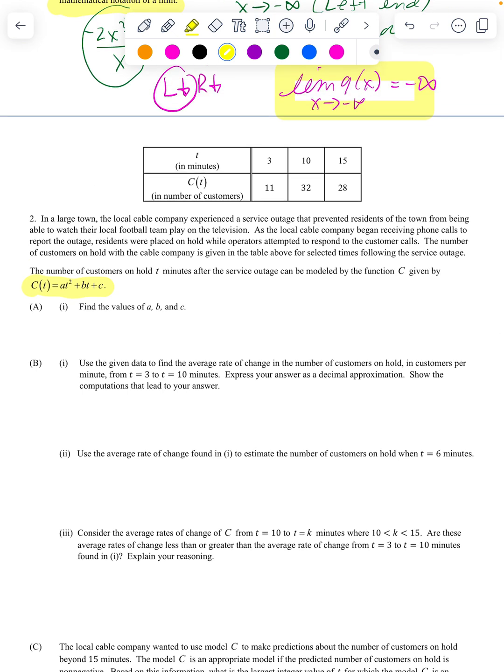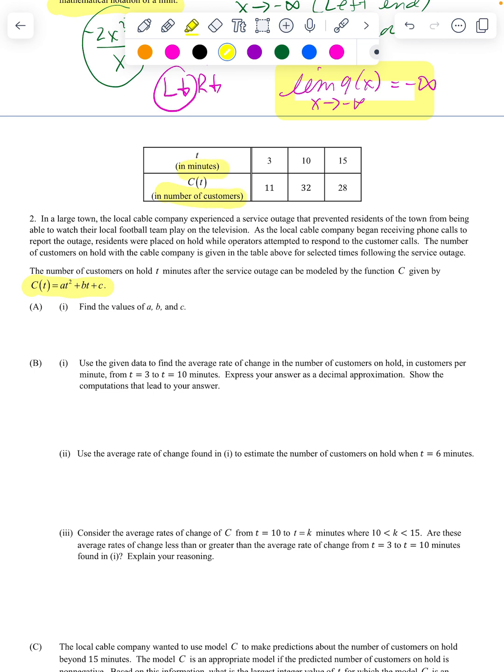In a large town, a local cable company experienced a service outage that prevented residents of the town from being able to watch their local football team play on television. As the local cable company began receiving phone calls to report the outage, residents were placed on hold while operators attempted to respond to the customer calls. The number of calls on hold is given in the table above. That's your Y, based on selected time in minutes.